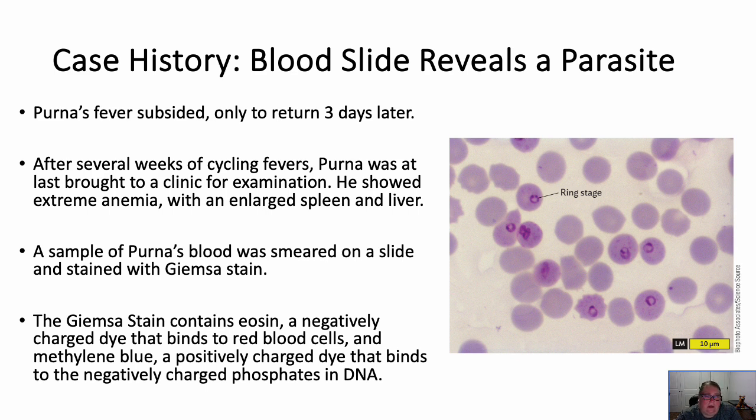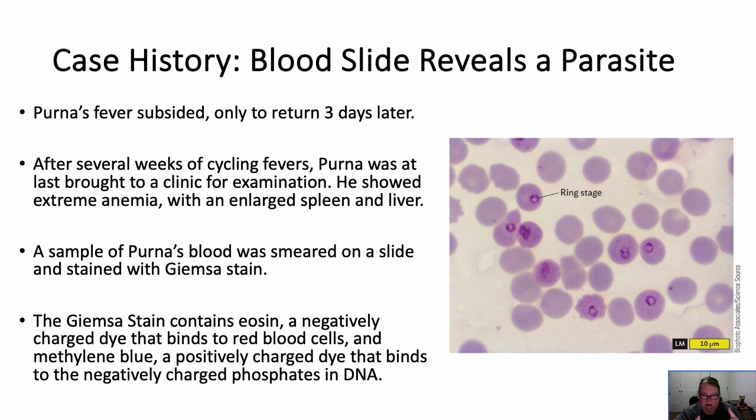Okay, so when they were going through the different tests, Purna showed that he had an enlarged spleen and liver, and he was extremely anemic, so he doesn't have a lot of red blood cells. One of the tests that the doctors do is they take a sample of Purna's blood and smear it on a slide and use what's called a Giemsa stain to image the red blood cells. Giemsa contains eosin, which is a dark negatively charged dye, and this dye is going to bind to the outside of the red blood cells so we can see them more clearly.